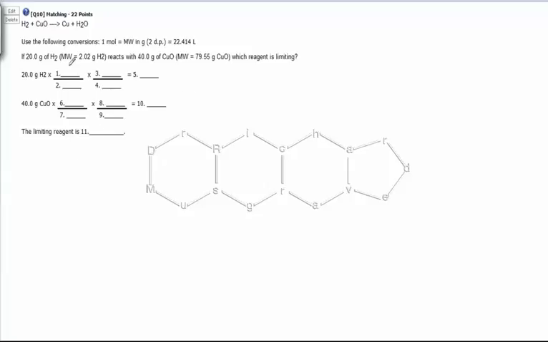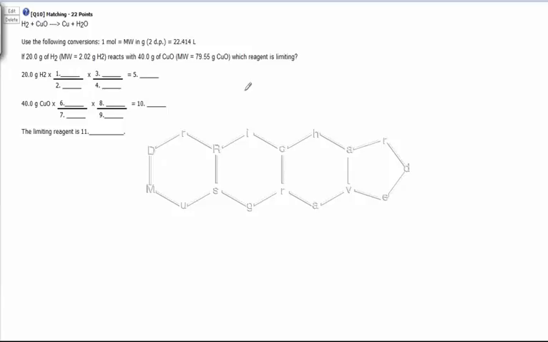Alright, so we're looking at a limiting reagent problem here. Remember, with limiting reagents we're always being given two reactants and we're trying to figure out which one might get used up first. Our method is to figure out the number of moles of each and then divide by the number of moles in the reaction equation.